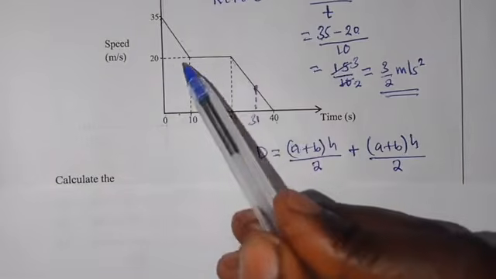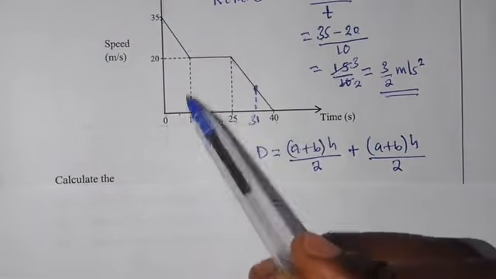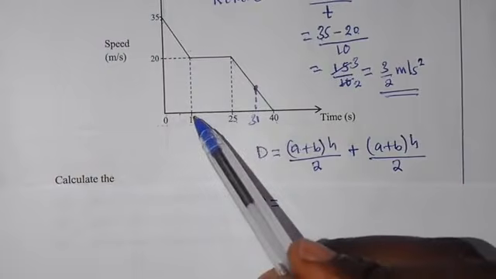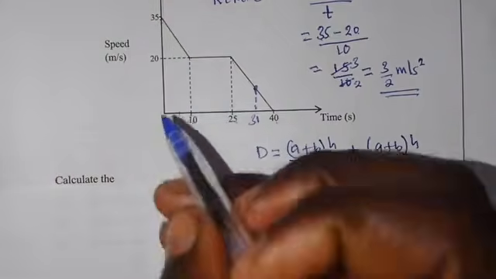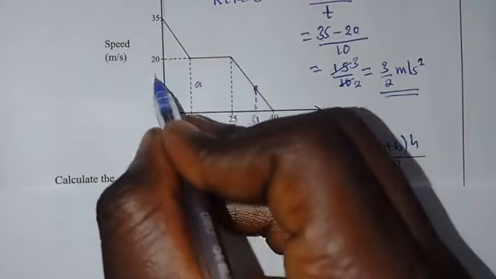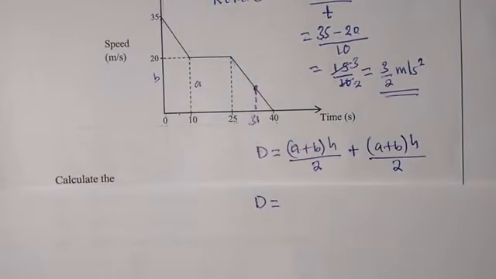So this a will be from here to here, from this point to this point. Then this b is from here up to here. So this one is a, and this is b. I hope it's very clear.